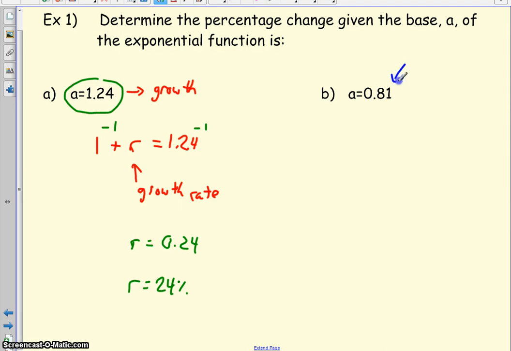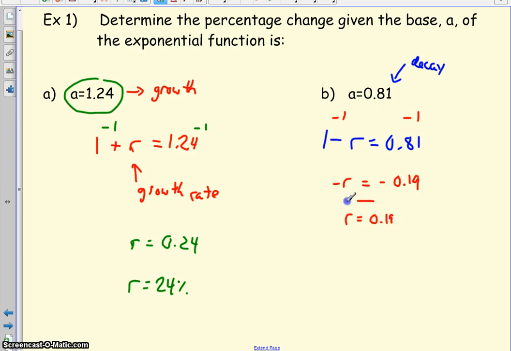So again, you recognize here that your base is less than 1, so this is going to be decay. So if it's decay, 1 minus our decay rate will equal our base. So 1 minus r equals 0.81. Okay, so again, let's solve for r. Let's subtract 1 from each side, just like we did over there. So we're going to have negative r equals negative 0.19. And dividing both sides by negative 1, we get r equals 0.19.